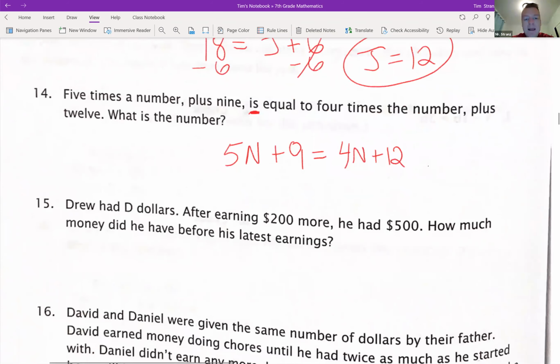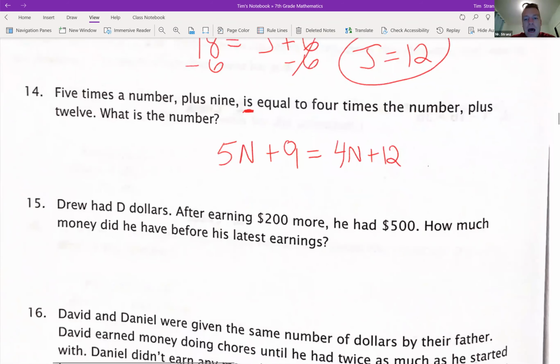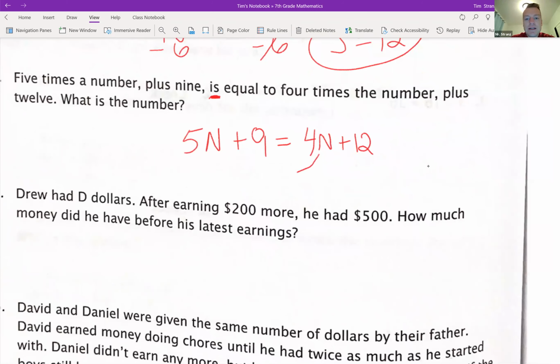Okay, we need to get n on only one side of the equation. So I'm going to take this 4n and move it over here. So in order to do that, I'm going to subtract 4n. These cancel out. Subtract 4n.